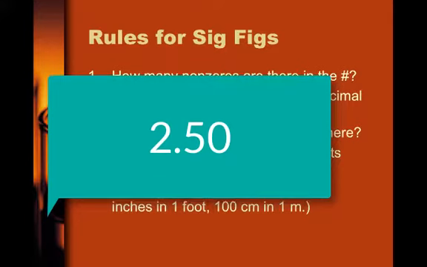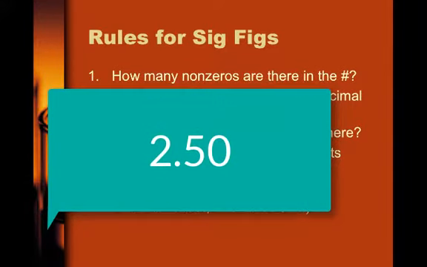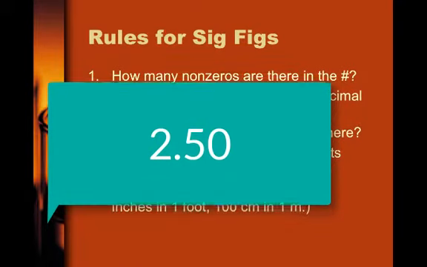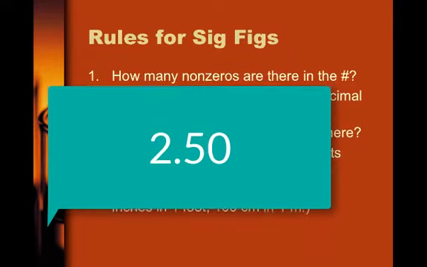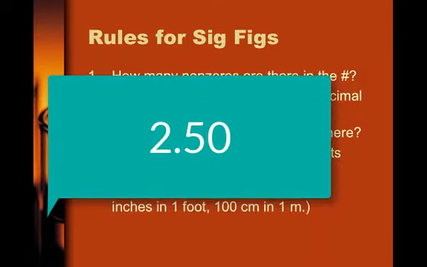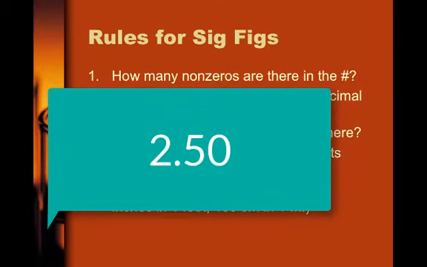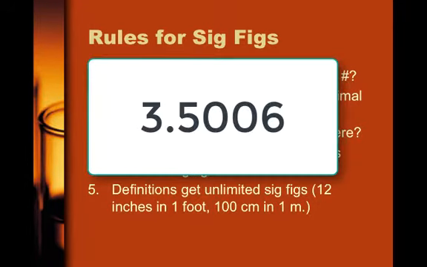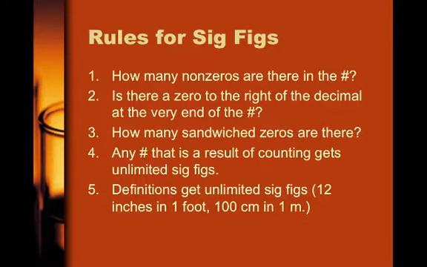Well, because when you say 2.50, you're saying I'm good not only to the 10th place, where the 5 is, I'm good to the 100th place. I have a good enough measuring device that I can figure out exactly how long something is. So that works. The third one is, how many sandwiched zeros are there? In other words, how many zeros are there sandwiched between two significant digits? All right. There is one caveat, or a time when we get to forget these rules.